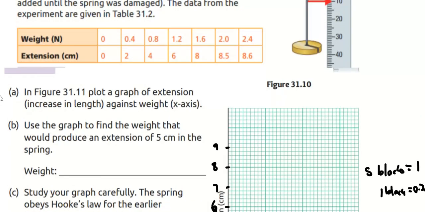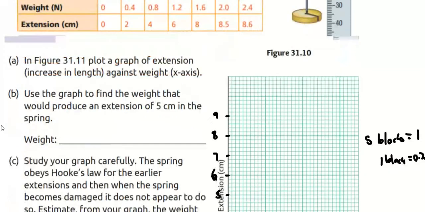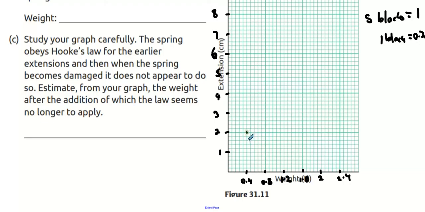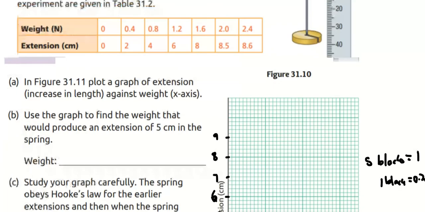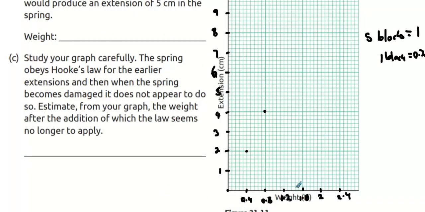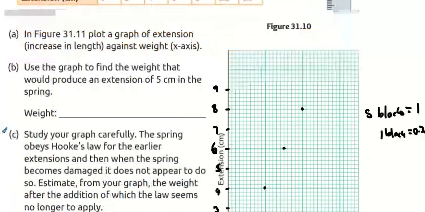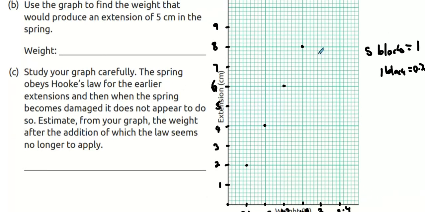So the first one is 0 and 0. Then 2 and 0.4. So what is it? A weight of 0.4 and extension of 2. 0.4 and 2 is here. That's 0, 0 there. Next one is 0.8 and 4. There we are. Next one is 1.2 and 6. Sorry, next one will be 1.6 and 8. Where is 8? 1.6 and 8 is there. And then the next one is going to be 2 and 8.5. 8.5 is halfway between 8 and 9, so that'd be 2.5 blocks. And then 2.4 and 8.6. 8.6 would be 3 blocks above the 8 line.